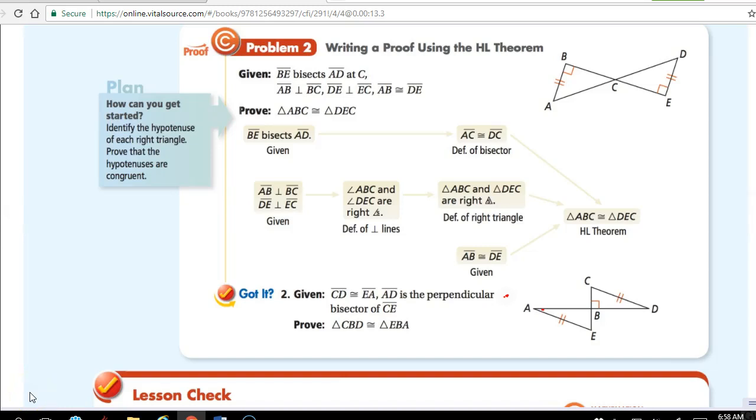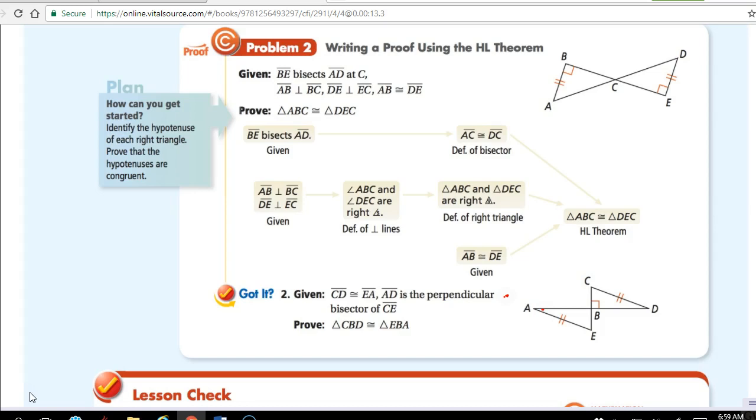Hello again. We're going to be looking at problem number 2 found on page 261 of your geometry textbook. This is in lesson 4-6, and we're going to write a proof using the hypotenuse leg theorem.